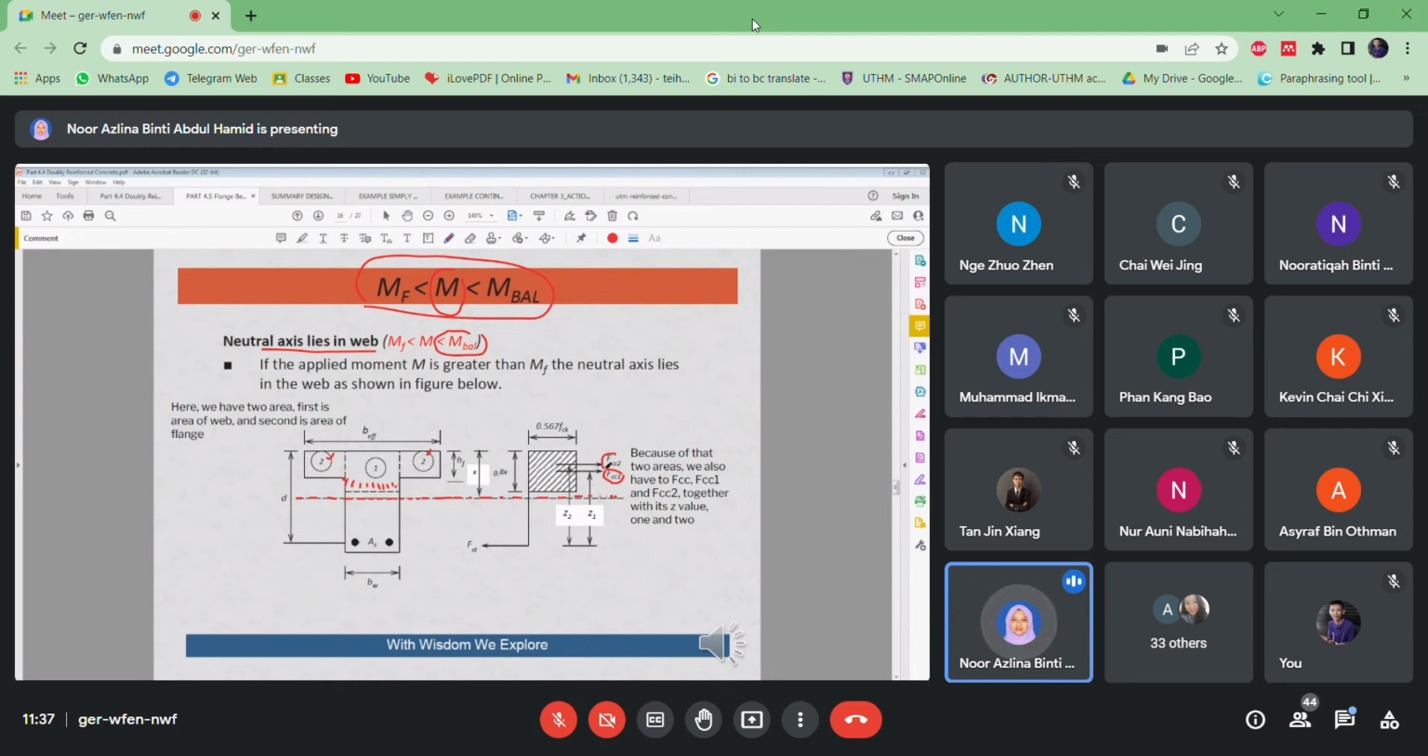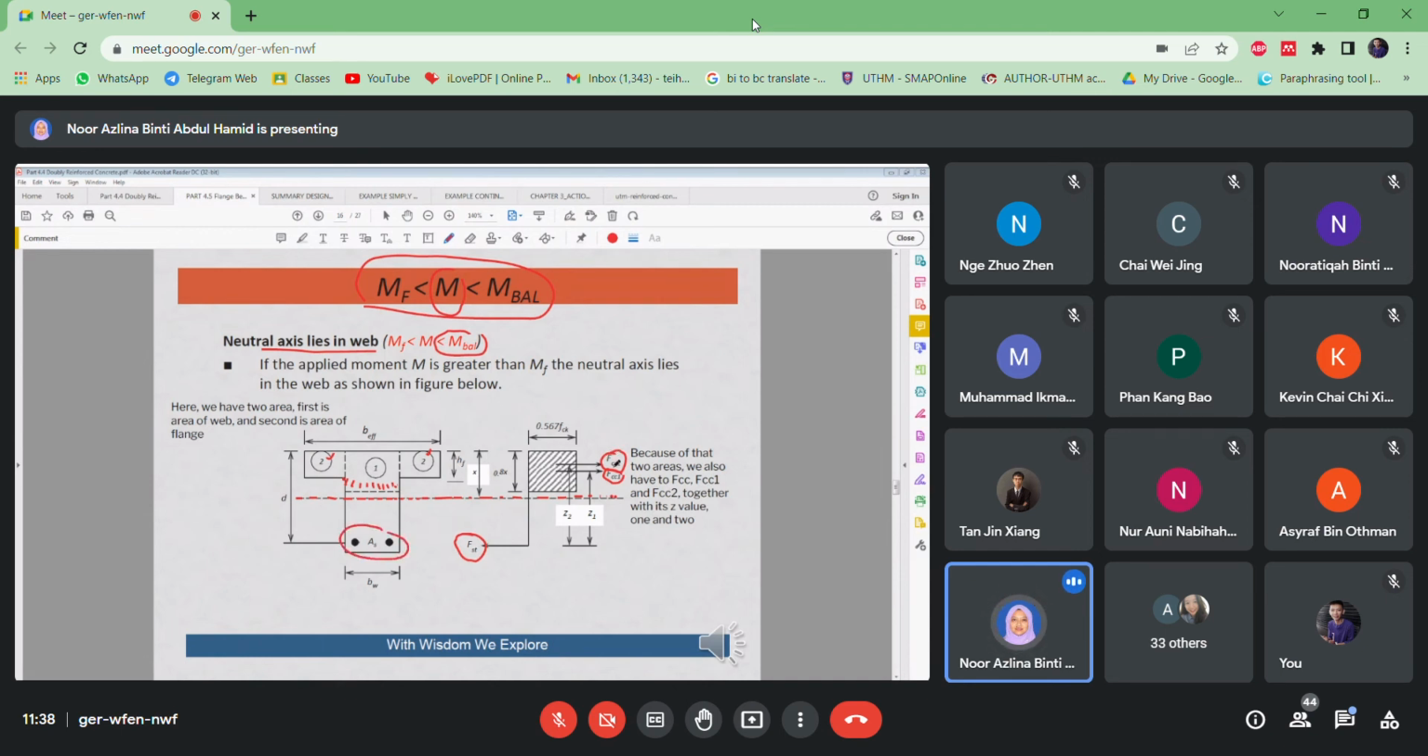All right, so that means there will be two forces at the concrete, which is two compression forces in the concrete, FCC1 and FCC2. Then AS is still the same, which only consists of FST for the steel in tension. So if it is less than the balance, it's still designed as singly reinforced, only tension reinforcement.